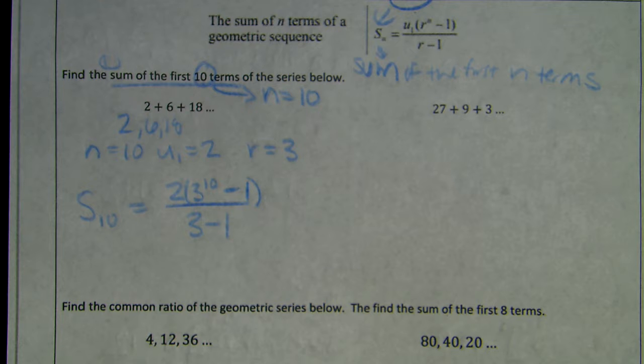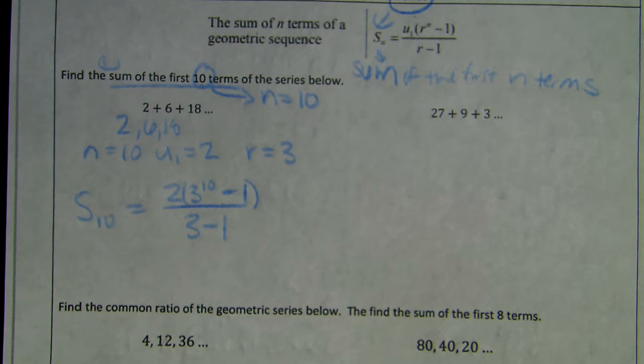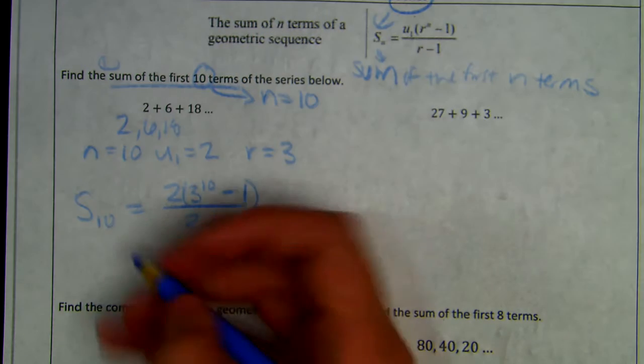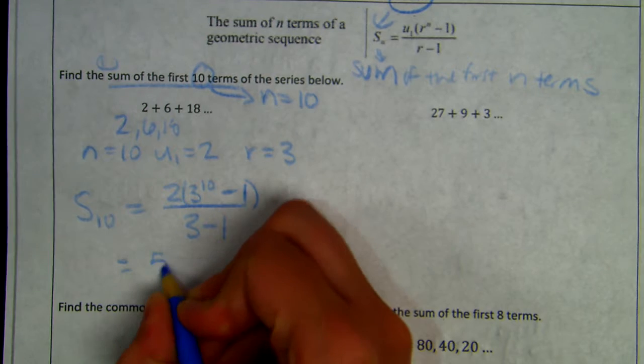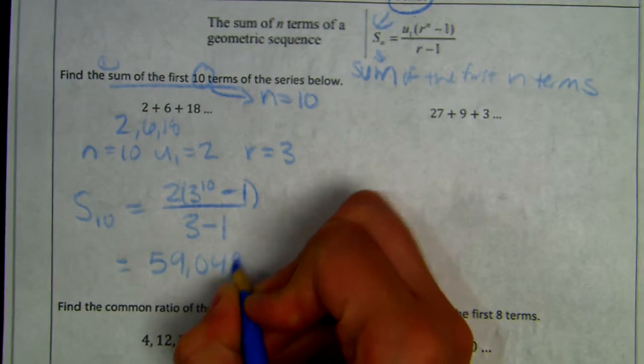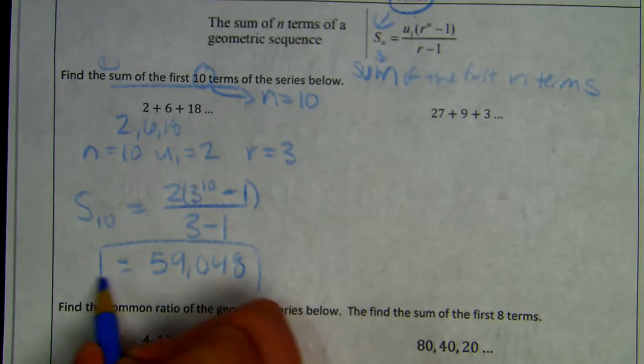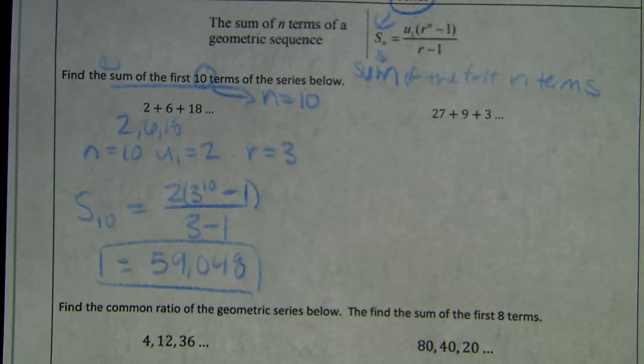So putting that into my calculator, I probably should have done this before. I apologize, but too late now. We're not going to turn back. We have 2 times 3 to the 10th power minus 1. Once again, that minus 1 is not in the exponent for the summing formula. Over 2, that gives me 59,048. And that's the sum of my first 10 terms. That one was pretty good.